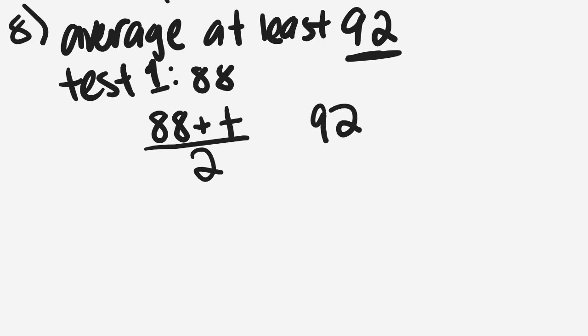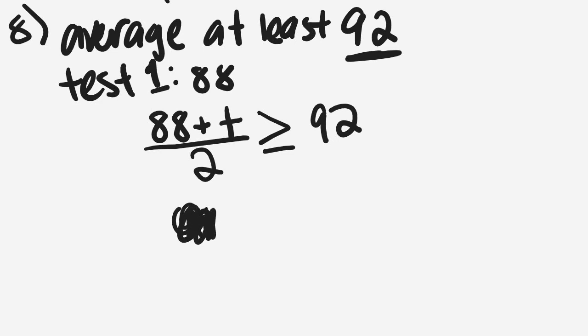So it has to be at least 92. So can it be 92? Yes. So let's put the little line. Can this side be 91? No, we want it to be at least 92. So this side has to be greater than or equal to 92.